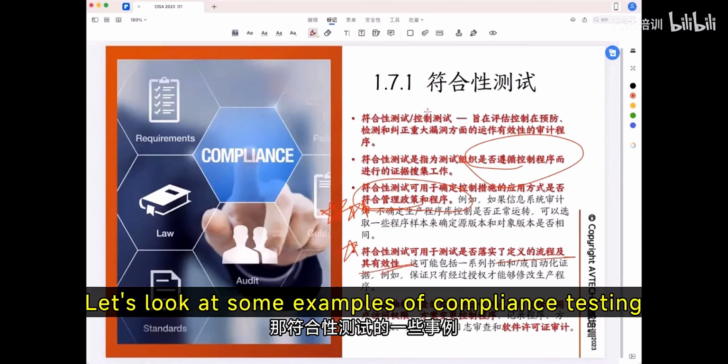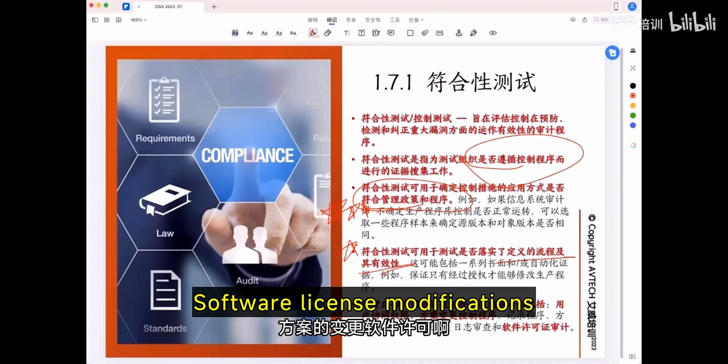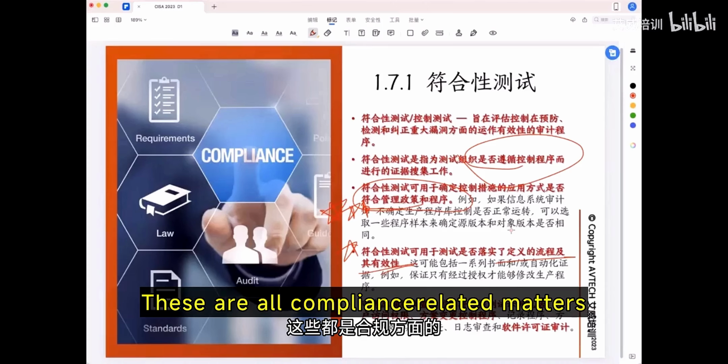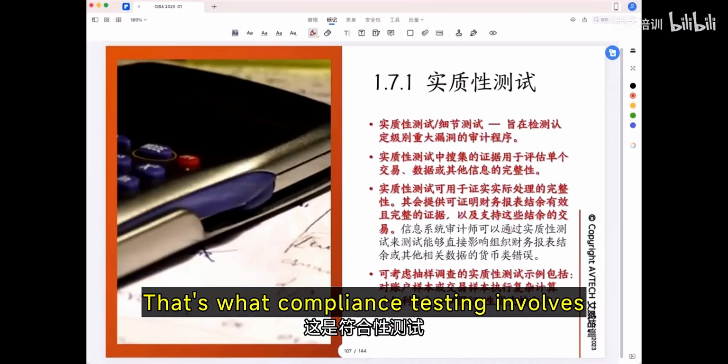Let's look at some examples of compliance testing. User access permissions. Software license modifications. These are all compliance-related matters. Checking regulatory compliance. That's what compliance testing involves.